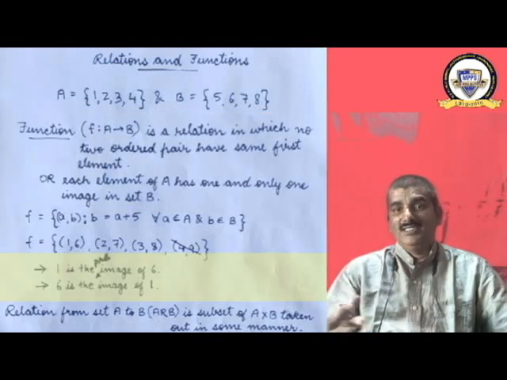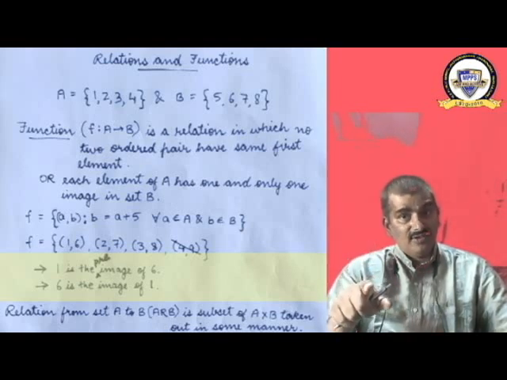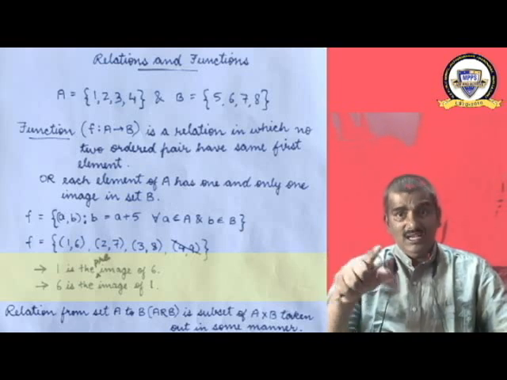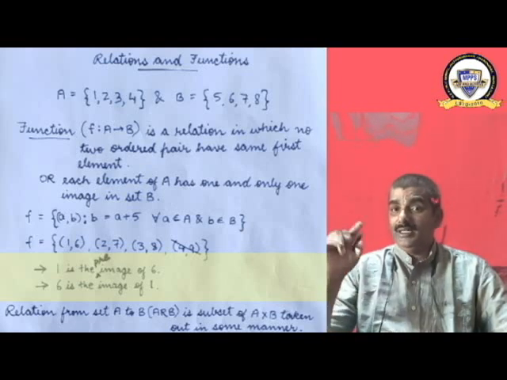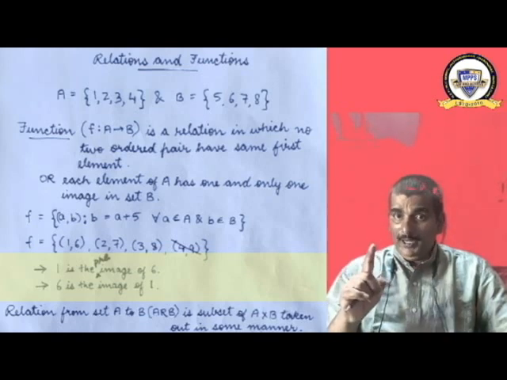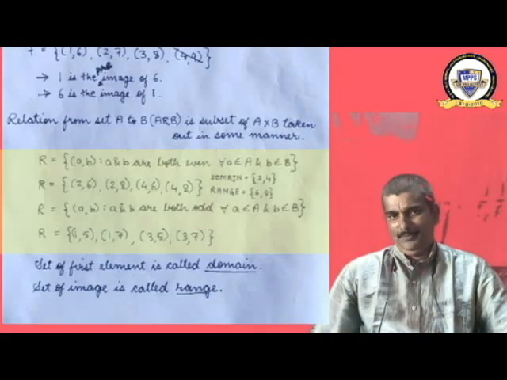pre-image. So what is pre-image and image? They are in the ordered pair in a function. The first element is called the pre-image and the second element is called the image. So for a particular pre-image, there should be only one image.